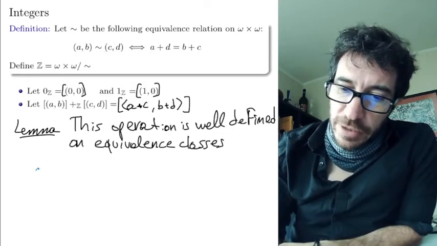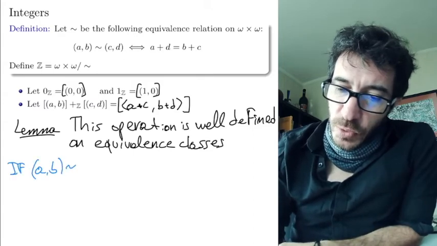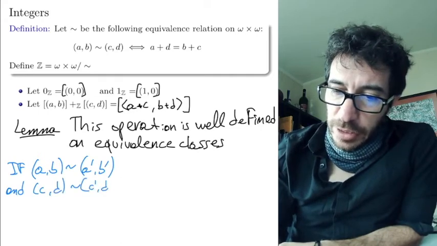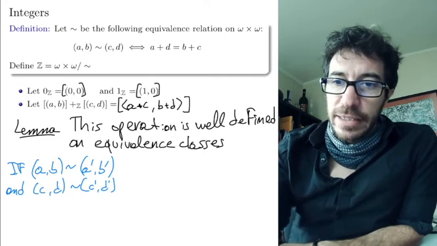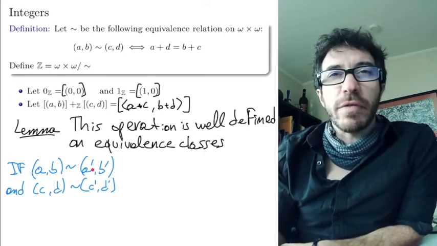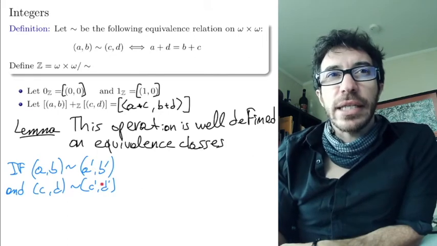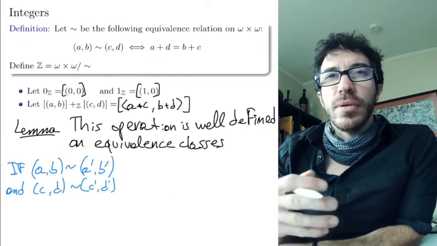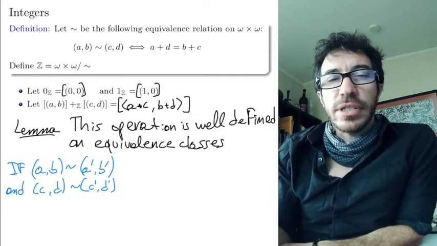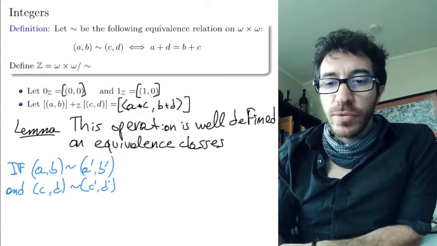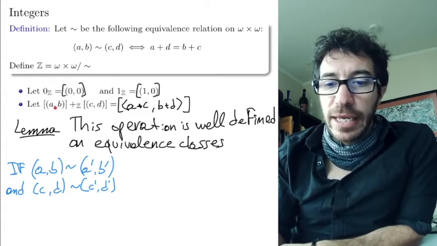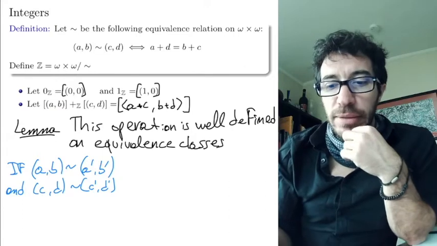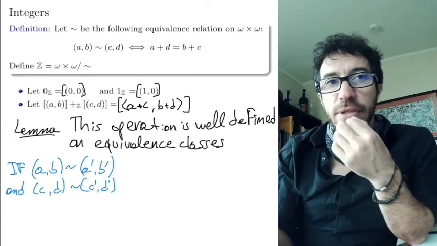Well, suppose that you have that a comma b is equivalent to a prime comma b prime, and c comma d is equivalent to c prime comma d prime. So that means that the equivalence classes of this guy and this guy are the same equivalence class, and the equivalence classes of this guy and this guy are the same equivalence class. So that means if we add these two, or if we add these two, we need to get the same thing. Otherwise, this definition doesn't work, right? For this definition to work, here we took a comma b as one representative for the equivalence class, but we could have taken a prime, b prime. And here we took c, d, but we could have taken c prime, d prime. They are both in the same equivalence class.